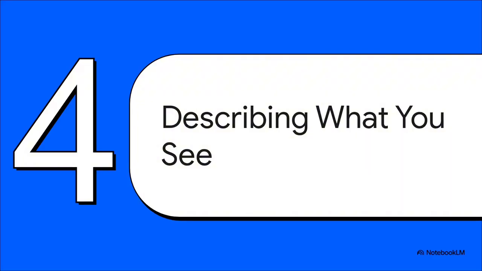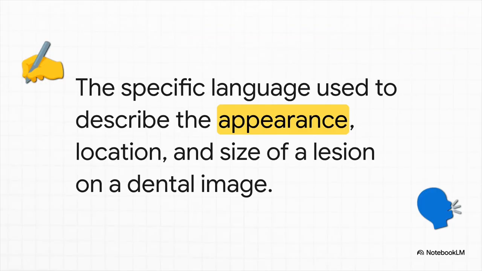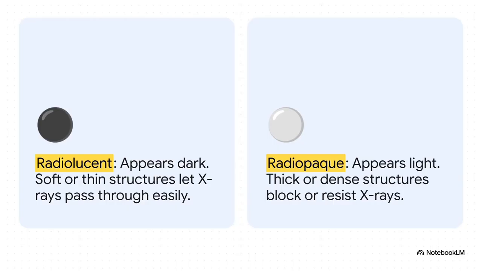And in dentistry, that means using a very specific and universal language. It's called descriptive terminology. It's basically a standardized vocabulary that lets dental professionals describe exactly what they're seeing, its appearance, its location, its size, to make sure everyone is quite literally on the same page. Two of the most important terms in this whole language are radiolucent and radiopaque.